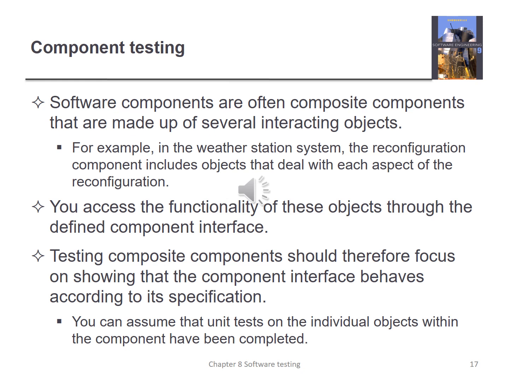For example, in the weather station, the configuration component includes objects that deal with each aspect of the reconfiguration. So it is a composite component, as we said, and we have to test them together. You access the functionality of these objects through the defined component interface. Testing a composite component should therefore focus on showing that the component interface behaves according to its specification. So we concentrate here on the interface between the components, because for each component we ran the unit test and everything is okay. You can assume that the unit tests of the individual objects within the component have been completed and done correctly.